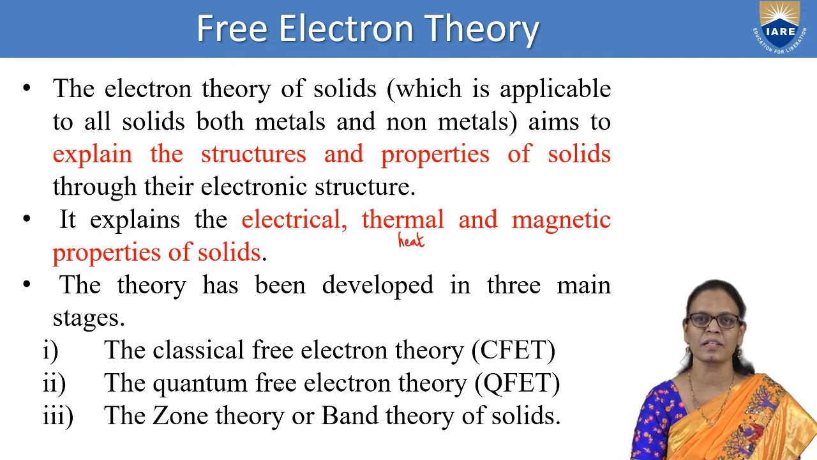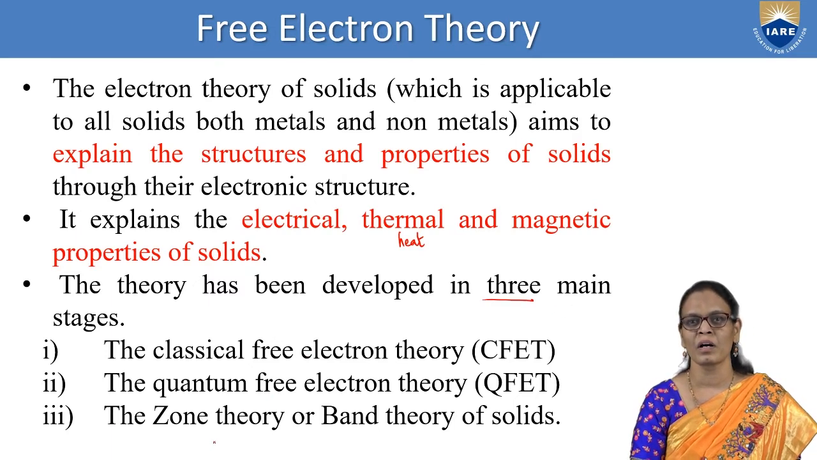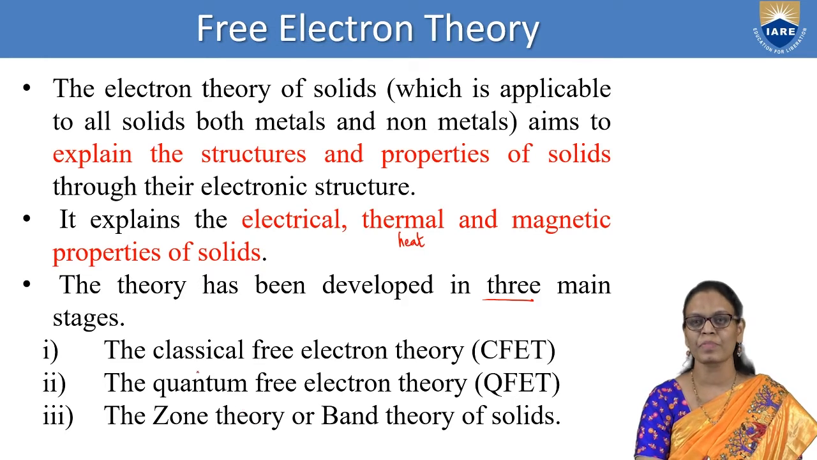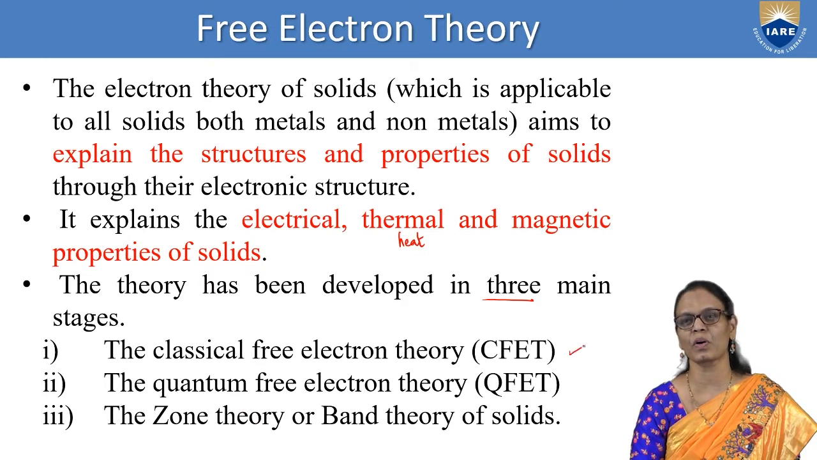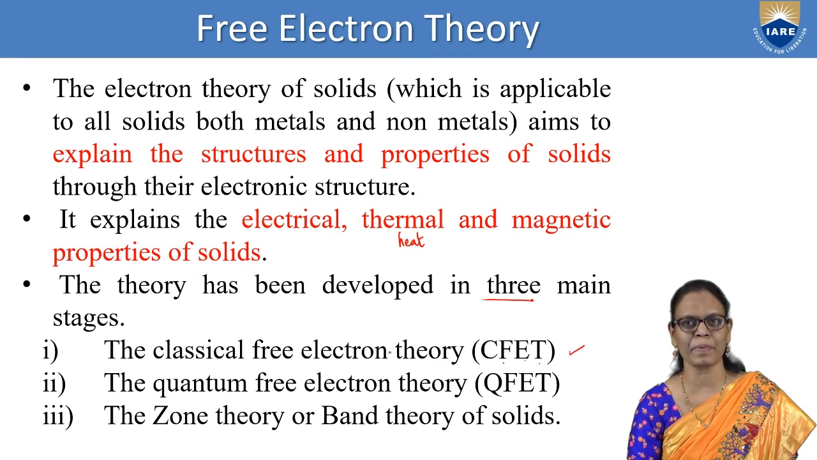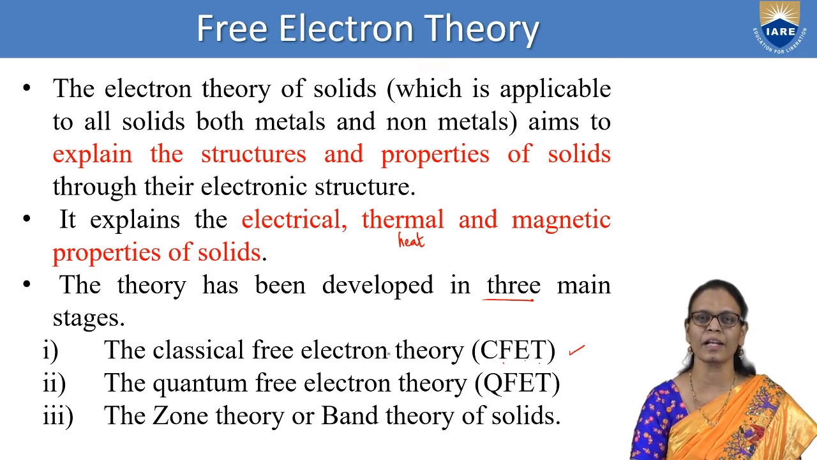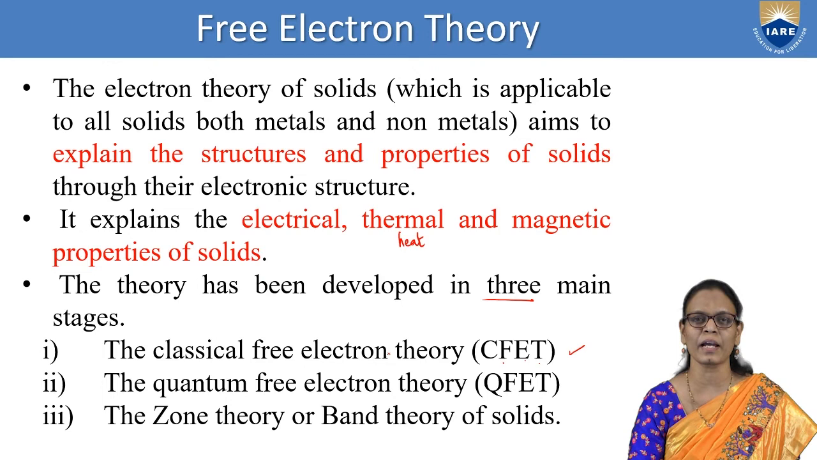So let us see how this theory is developed. It is developed in 3 stages. What are the 3 stages? The classical free electron theory, which we call CFET. CFET stands for classical free electron theory. This theory is completely based on classical concepts. In our previous lectures, we have seen in detail about classical mechanics. What were the problems with classical mechanics? How it could not explain some of the phenomena that occurred in nature.